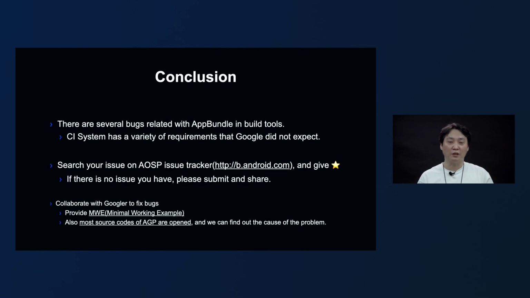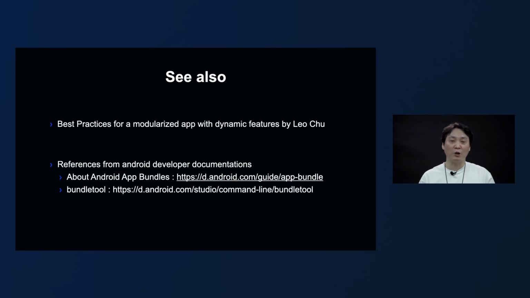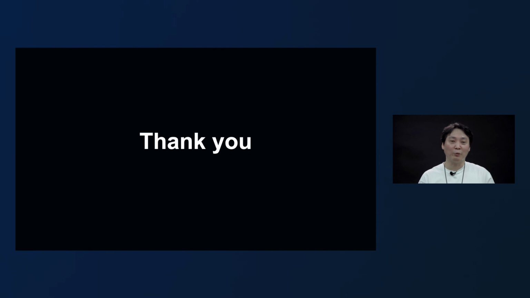Also, if possible, share the source code of a sample program that can reproduce the error, to be more helpful in solving it. And since most of the source code for Gradle plugin is open source, we can find the root cause together to fix the issue. There is another session in DevDay on best practice for a modularized app with dynamic features, so if you're interested, please take a look at that. In addition, check various documentations provided by Google and issue tracker to get some more guidance as to how to introduce AppBundle to your application.